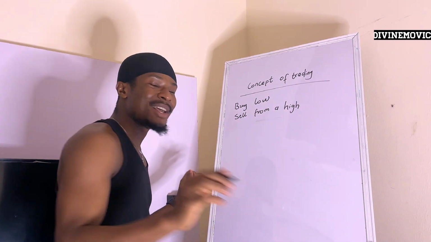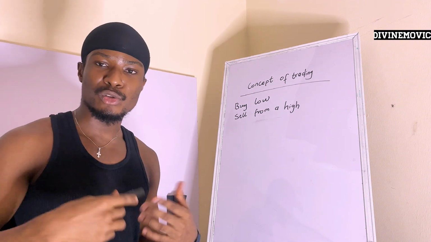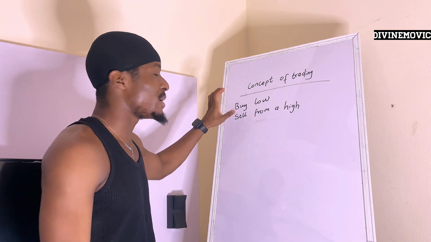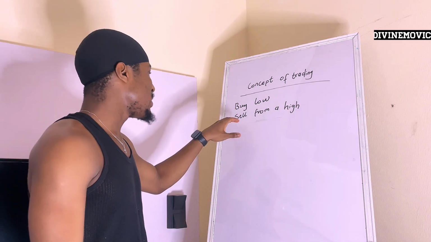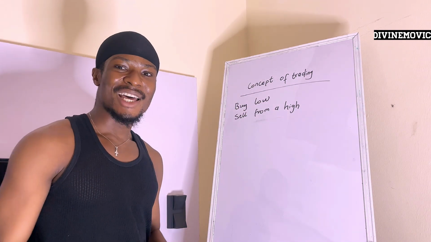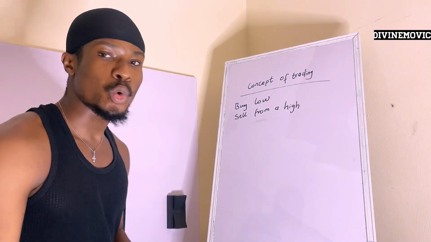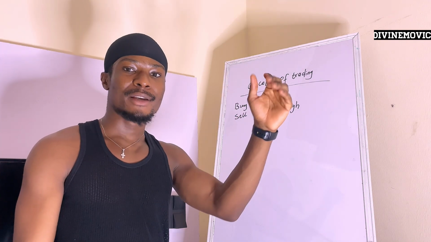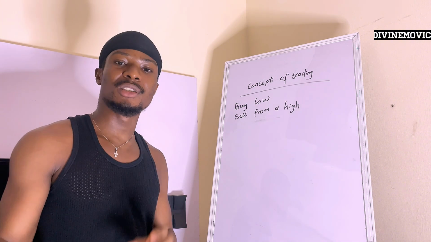This is just the simplest concept of trading: anybody you see in the market trying to buy or sell is simply looking for the point that's a low, so they can buy, or they're looking for the point that's a high so they can sell. That is the basic concept of trading, to understand the point that's a low so you can buy, and the point that's a high so that you can sell. This is the simplest form of trading.